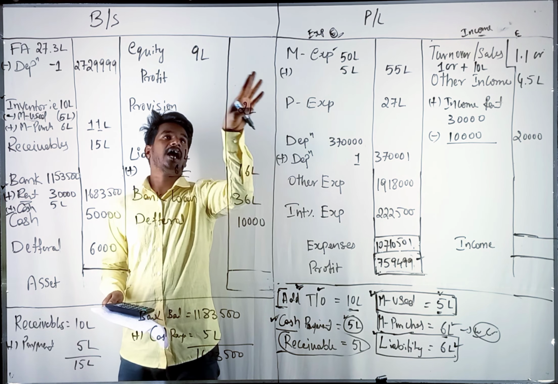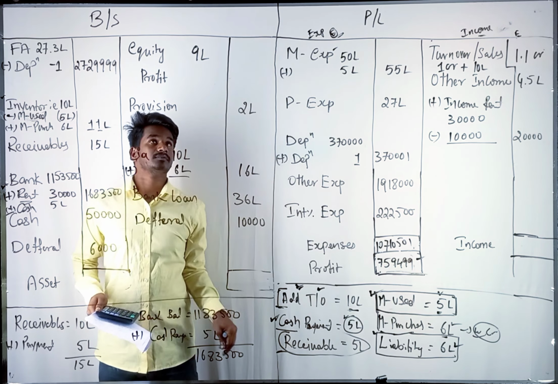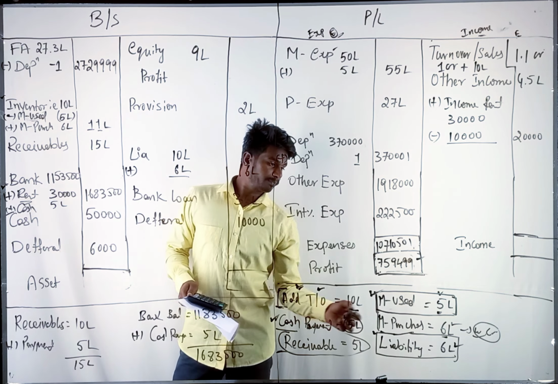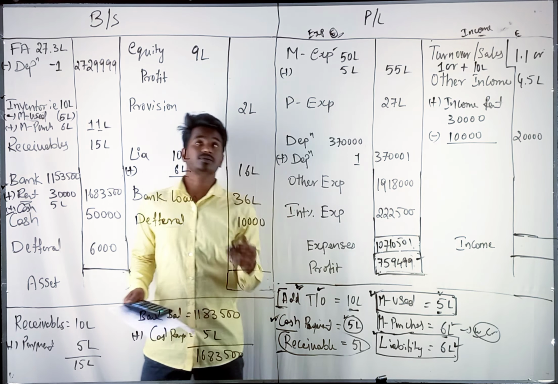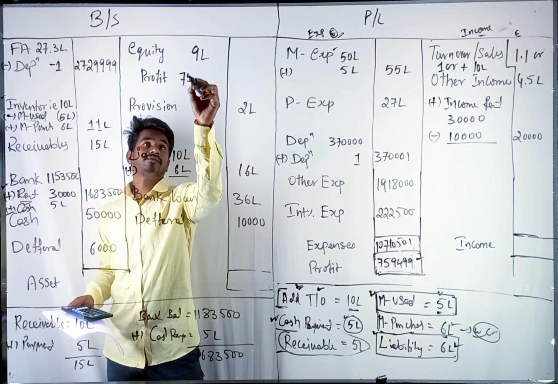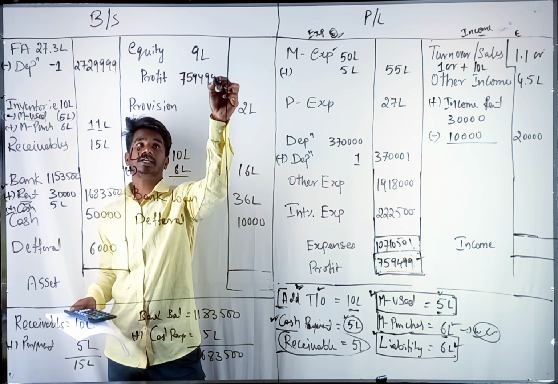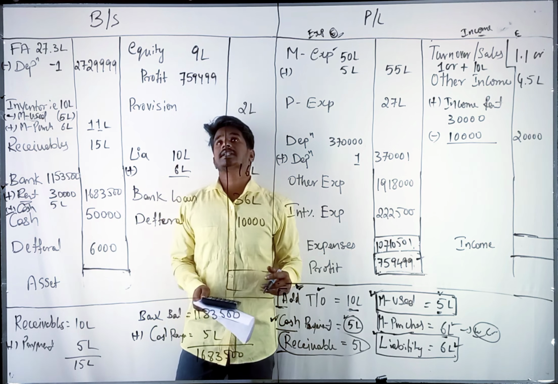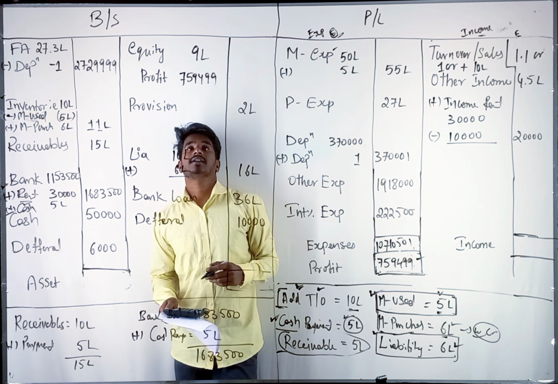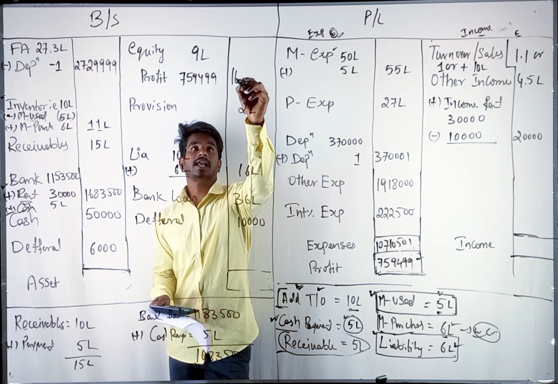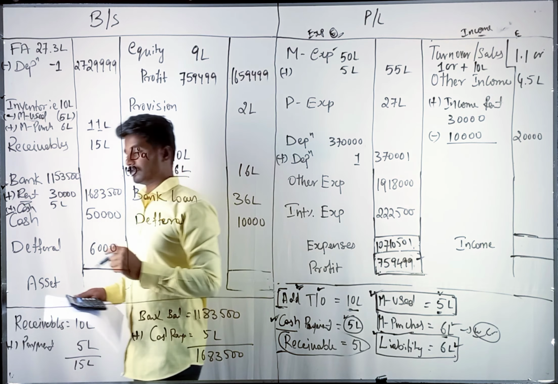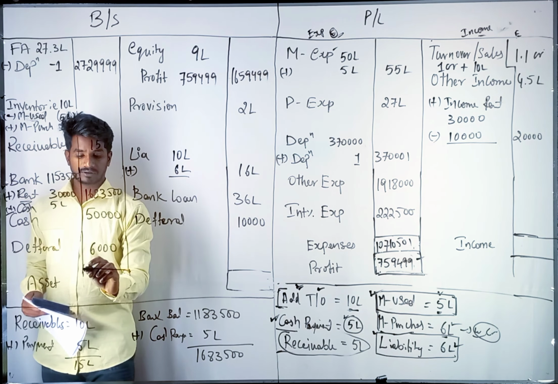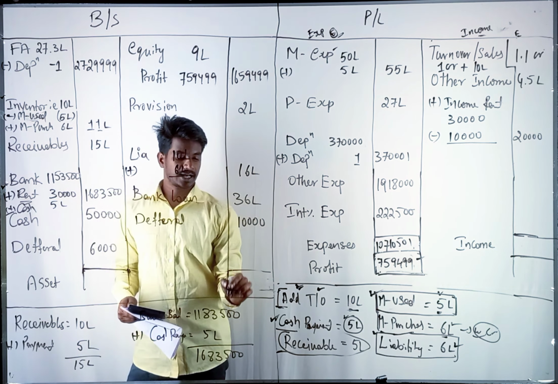If we add 9 lakh plus how much it came out, 7,59,499. How much it is? 16 lakh 59,499 is the total equity. Now shall we balance the balance sheet?